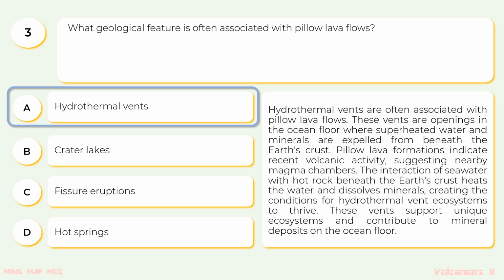These vents are openings in the ocean floor where superheated water and minerals are expelled from beneath the Earth's crust. Pillow lava formations indicate recent volcanic activity, suggesting nearby magma chambers. The interaction of seawater with hot rock beneath the Earth's crust heats the water and dissolves minerals, creating the conditions for hydrothermal vent ecosystems to thrive. These vents support unique ecosystems and contribute to mineral deposits on the ocean floor.